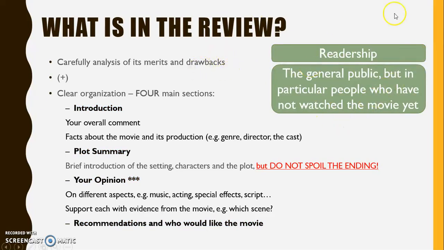But bear in mind that since the people who are going to read the review would be people who have not watched the movie yet, make sure you do not spoil the ending. You do not give away the ending when you are talking about the plot, or else you spoil the fun.